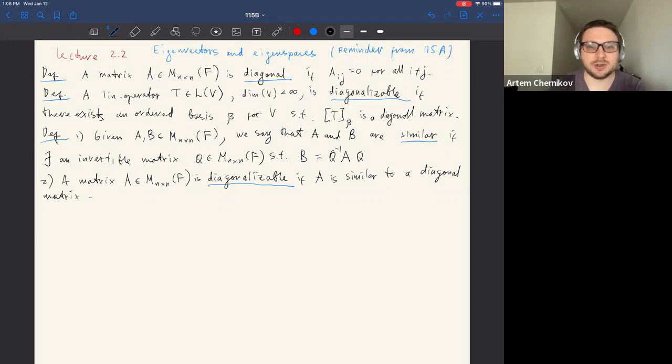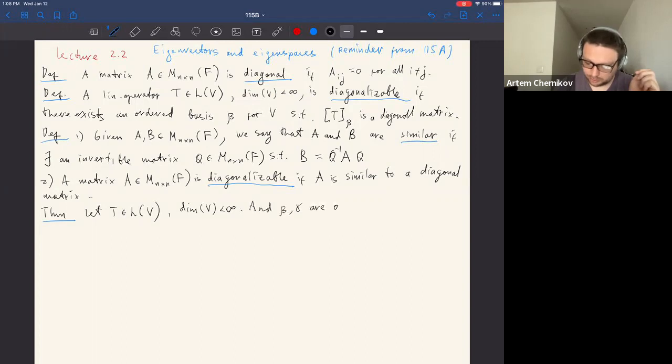First of all, we have the following theorem from 115A. Assume that T is a linear operator on V, a vector space of finite dimension, and assume that beta and gamma are two ordered bases for V.